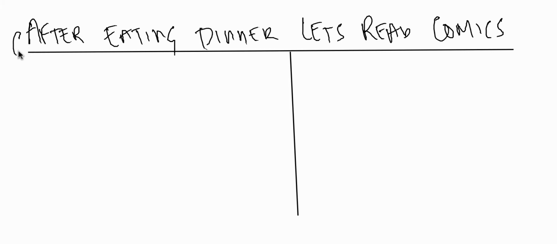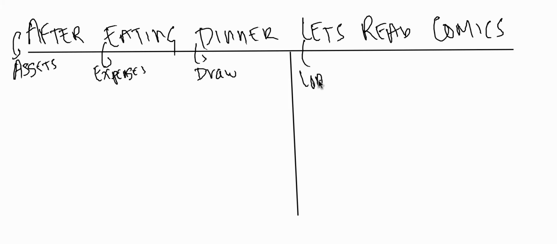The A in after stands for assets. The E stands for expenses. The D stands for draw. L stands for liabilities. R stands for revenue. C stands for capital. And I know what you're thinking right now.